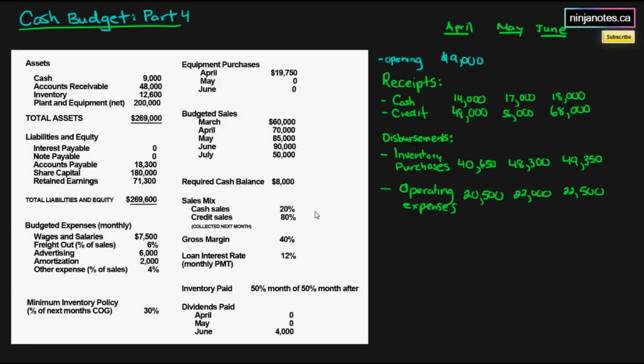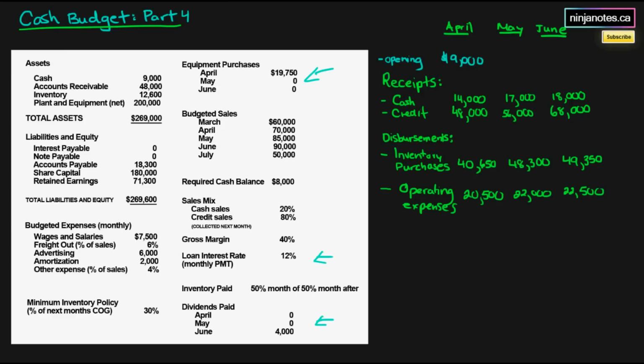So we finally get to finish up the cash budget. We're going to be finishing off the disbursements part, and then we're going to be moving into essentially how we're going to finance any cash shortages. So we're just going to be looking at equipment purchases and interest and dividends paid for the disbursements, and then we will get on to the financing part.